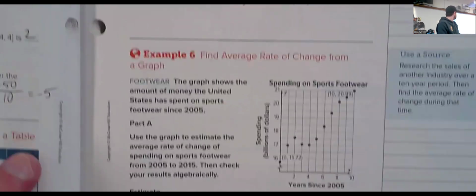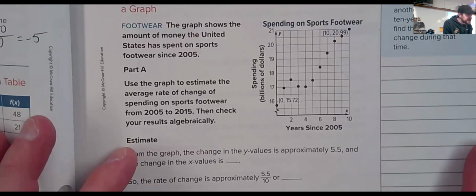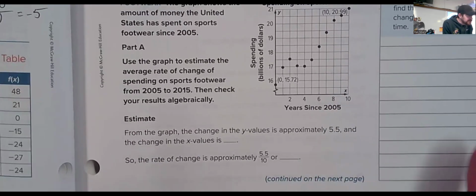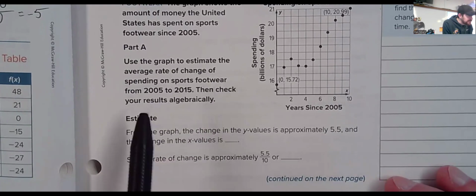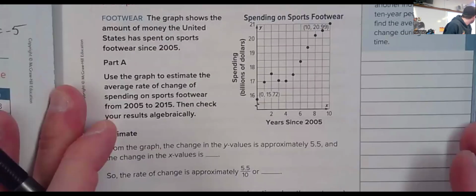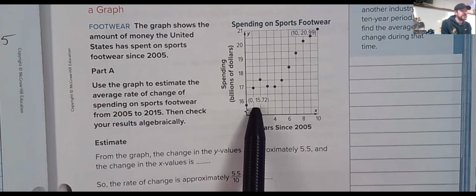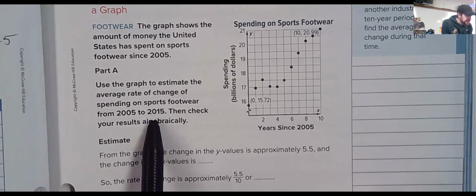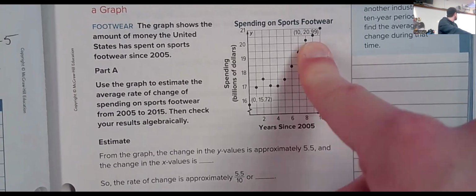Next, same thing again. Here we go. The graph shows the amount of money the United States has spent on sports footwear since 2005. Use the graph to estimate the average rate of spending on sports footwear from 2005 to 2015. So, years since 2005, that would be 0, 15.72. And then 2005 to 2015, that would be 10 years after. So that's this point here. It even tells us. That's nice.